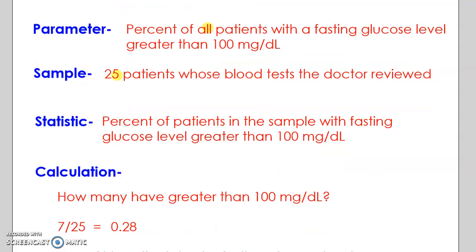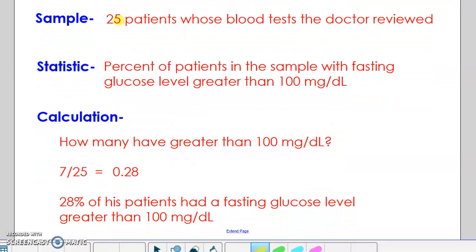And then here is the actual calculation for our sample. So there's only 7 out of the 25, so it looks like 28% meet that higher glucose level.